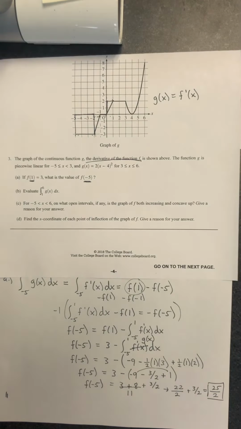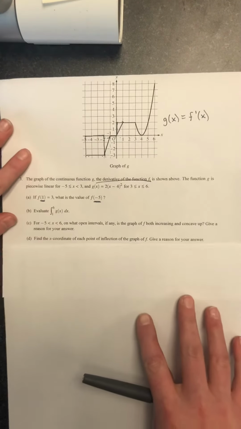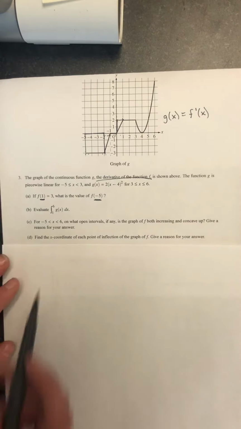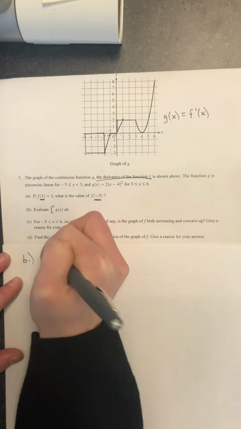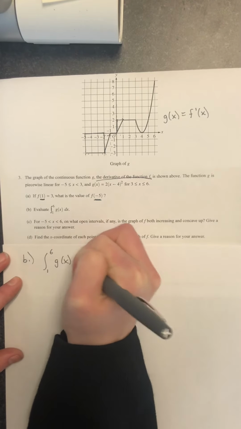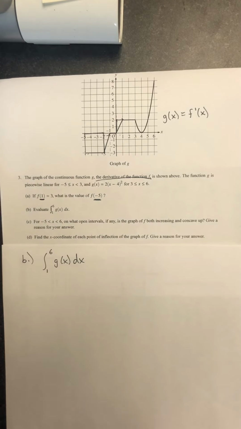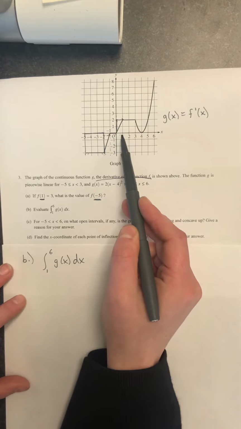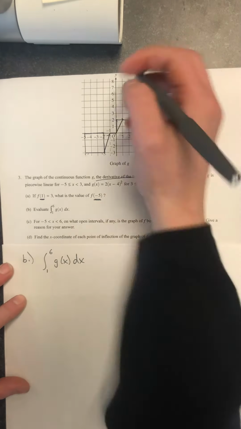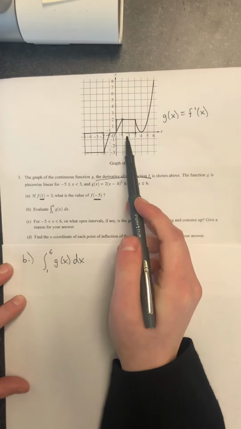Let's go ahead and keep on moving. Let's move down to letter B. Letter B says evaluate the integral from 1 to 6 of g of x dx. This is a pretty easy question, pretty self-explanatory. All I need to do is find the area under the curve from 1 to 6. So let's start from here.